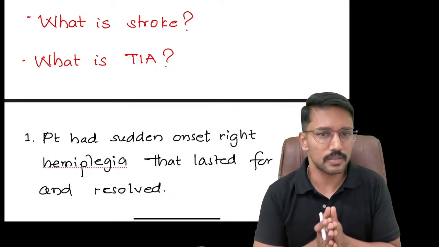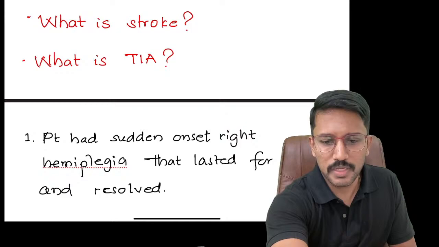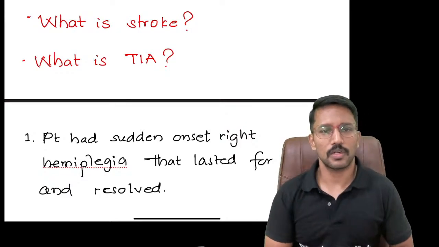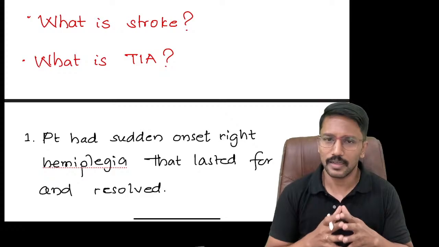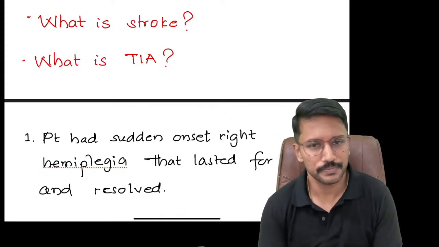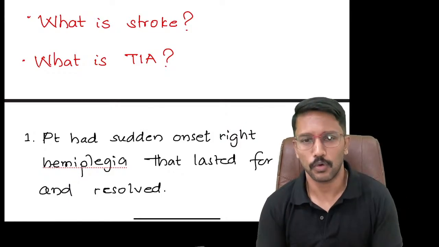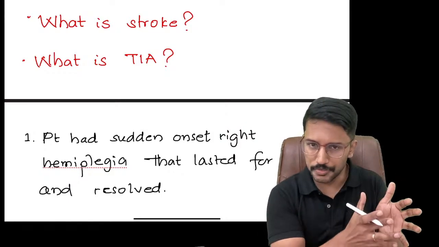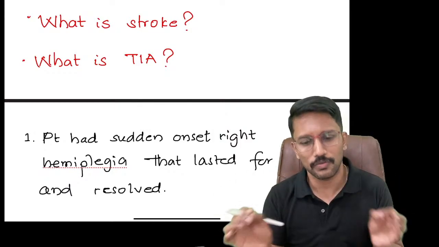We'll first try to understand what is stroke. Okay. Is there anyone who is making an attempt to give me an answer? What is the meaning of stroke? Can I say that anyone who presented with hemiplegia is having stroke? If I make the statement, am I correct or false? Like all the patients with hemiplegia have stroke. True or false?